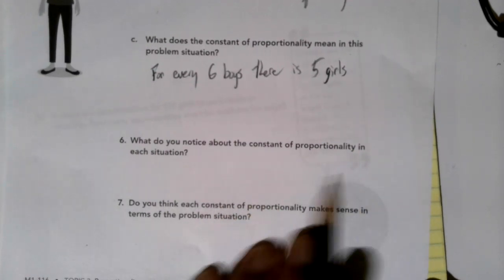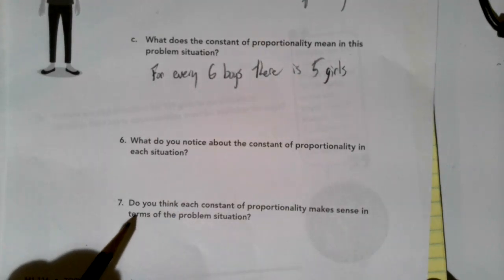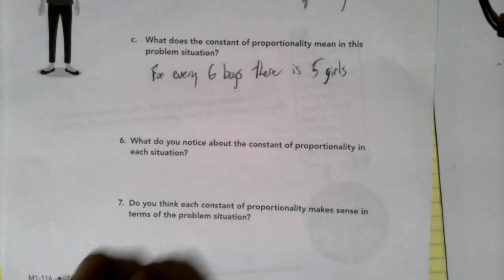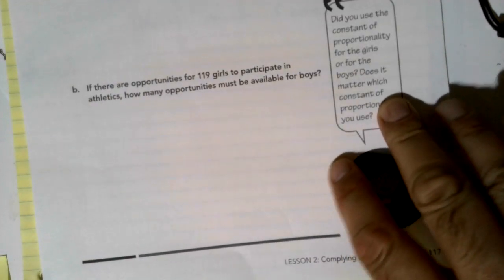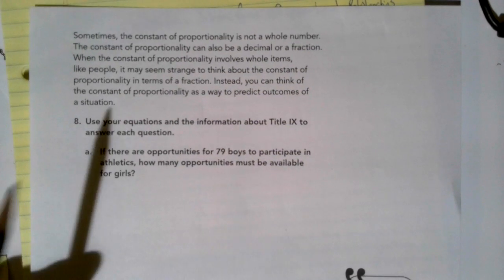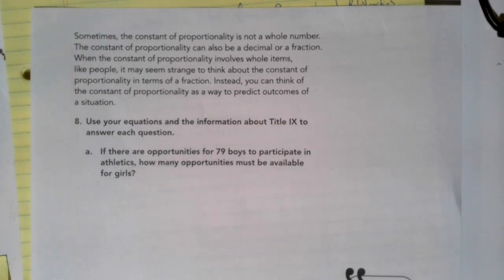Okay, right there. Now, your job, what do you notice about the constant of proportionality in each situation? So that's for 5 and for 4. Do you think each constant of proportionality makes sense in terms of the problem situation? Okay, so you're going to have to write those 2 answers out. Now, you're going to have to apply this. Sometimes the constant's not a whole number. It can be a fraction. We found that out here, right?